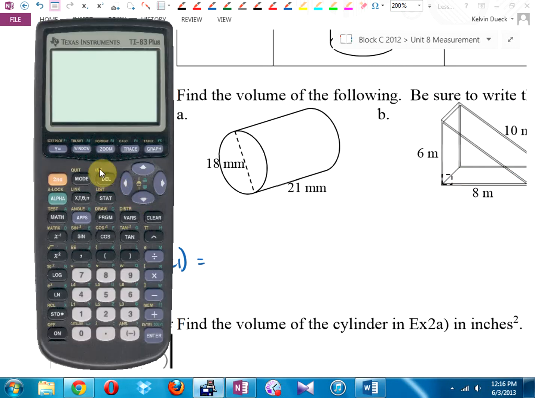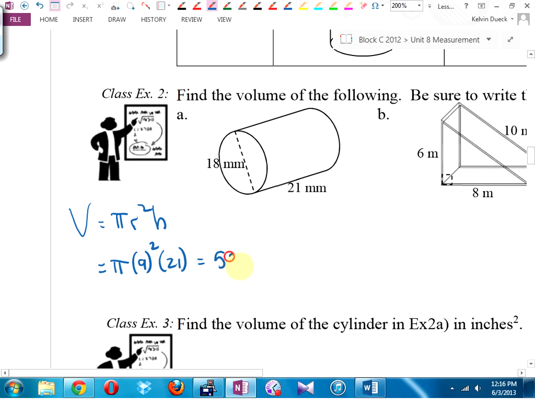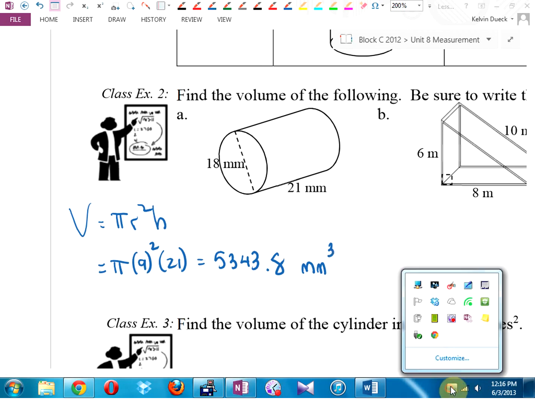So on my calculator, my pi button is in yellow right there. Yellow means hit the yellow button first. Pi times 9 squared times 21, and I get a volume of 5343.8. I'll be with you in a second, Marcus. The units, millimeters cubed. Volume is measured in units cubed because you've gone length times width times height. You've multiplied 3 things together. That's why it's cubed. Now, if you didn't get that, let's look.